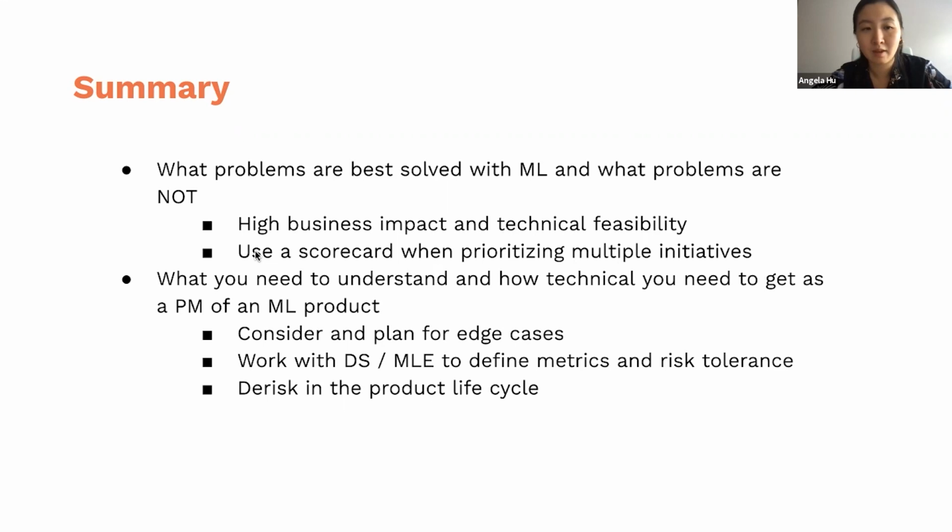So to sum everything up today, there were two main topics that we covered. One is what problems are best solved by machine learning and what are not. And typically what you want to consider here is machine learning problems that have high business impact and technical feasibility. If you have both of those, typically you have a win-win scenario. And also, if you have multiple initiatives that you are considering, try using a scorecard just to help get all your thoughts on paper when it comes to looking at all the various criteria.